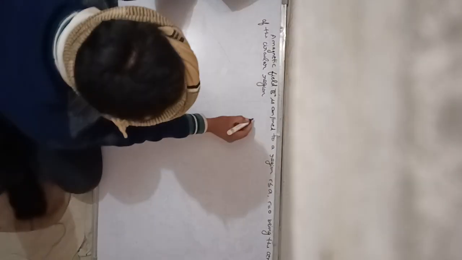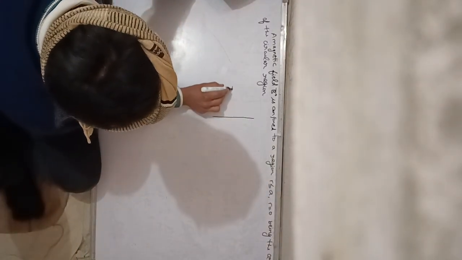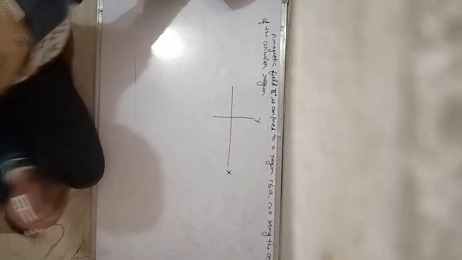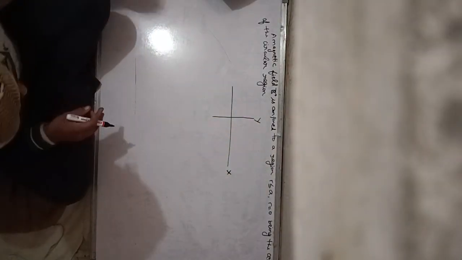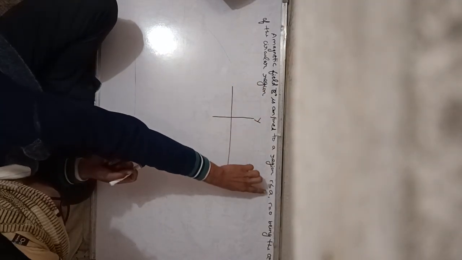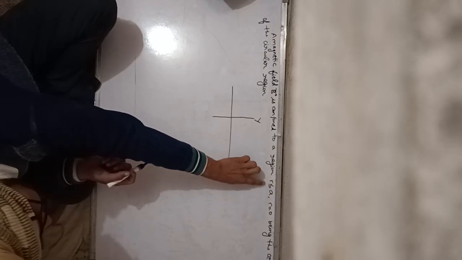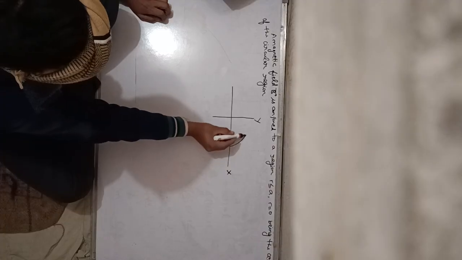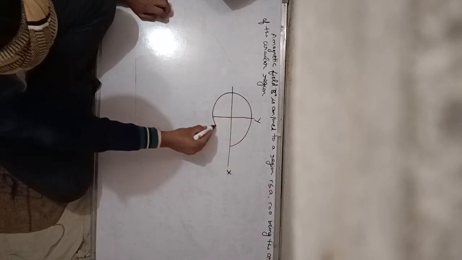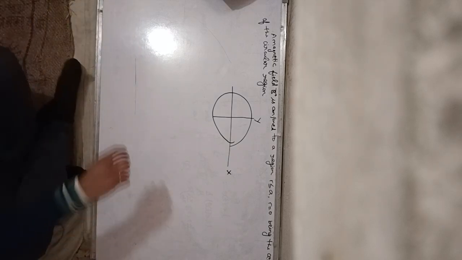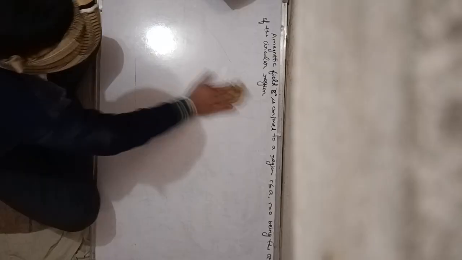So our question is this. It is our xy plane, and suppose this axis is x and this axis is y. And it is said that there is a magnetic field B vector confined to a region for which R is smaller than or equal to A. This magnetic field is a constant magnetic field.